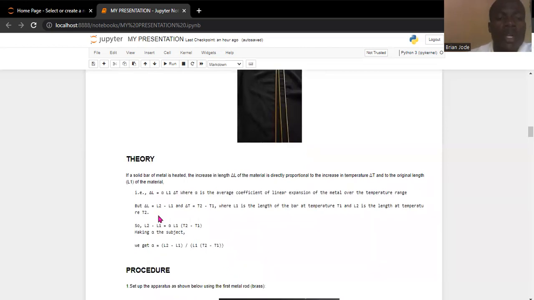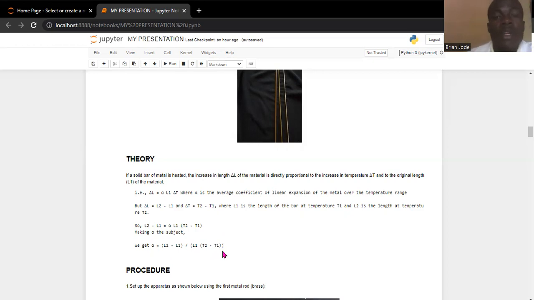When we replace delta L with L2 minus L1 and delta T with T2 minus T1, our equation reads L2 minus L1 equals the coefficient of linear expansion alpha multiplied by L1 into T2 minus T1. When we make alpha the subject of the formula, alpha equals L2 minus L1 divided by L1 into T2 minus T1. This is the formula we're going to use to determine the expansion coefficient for these metal rods.